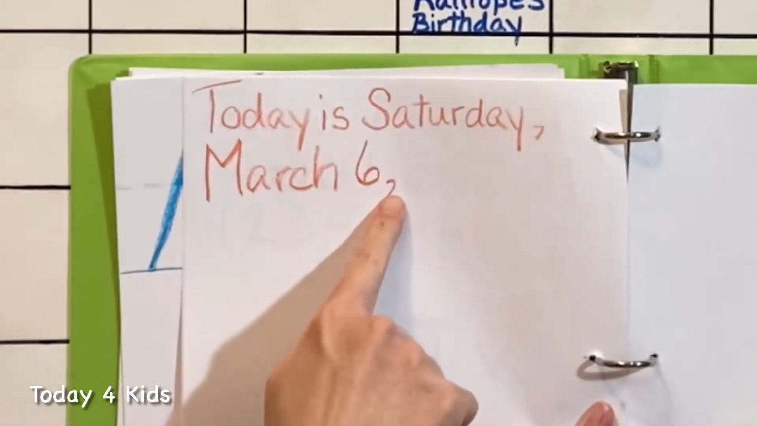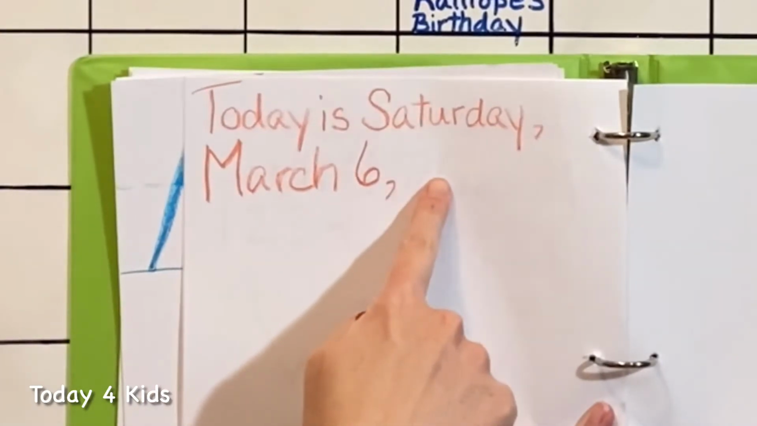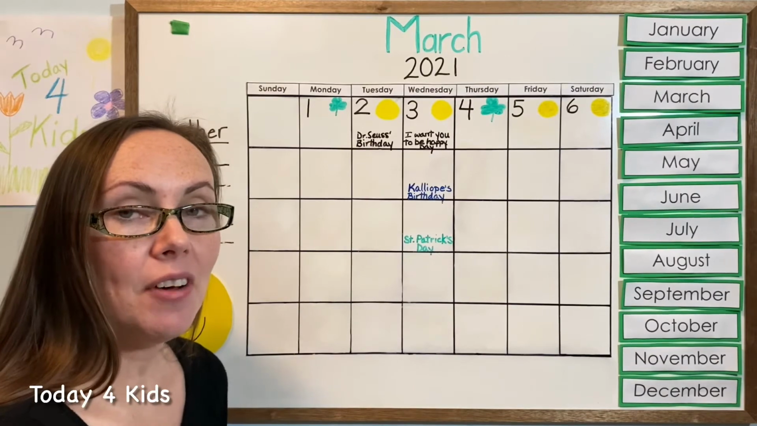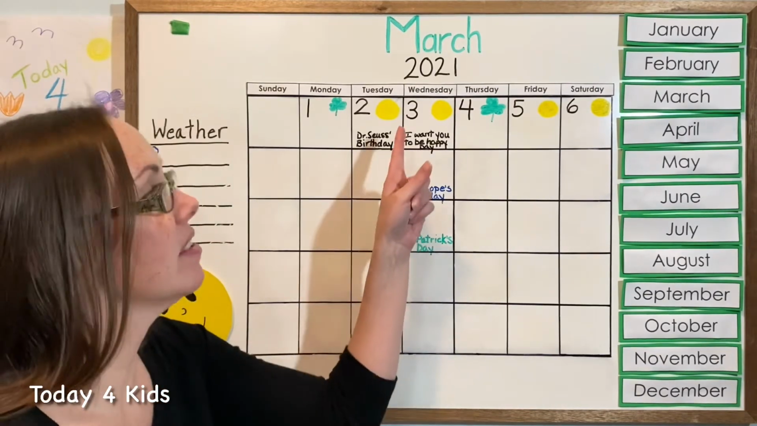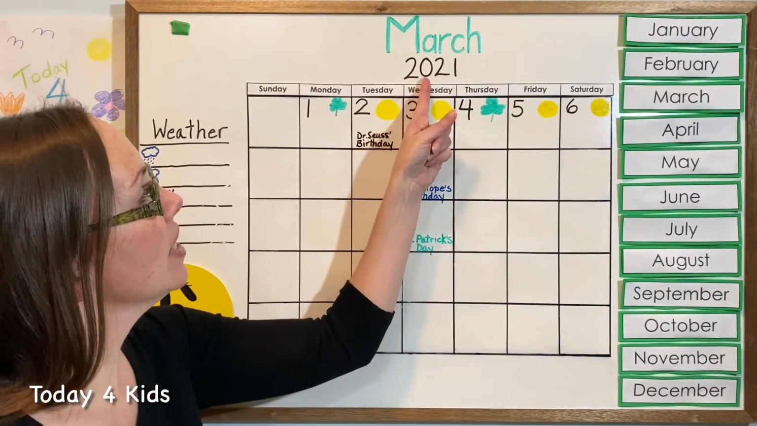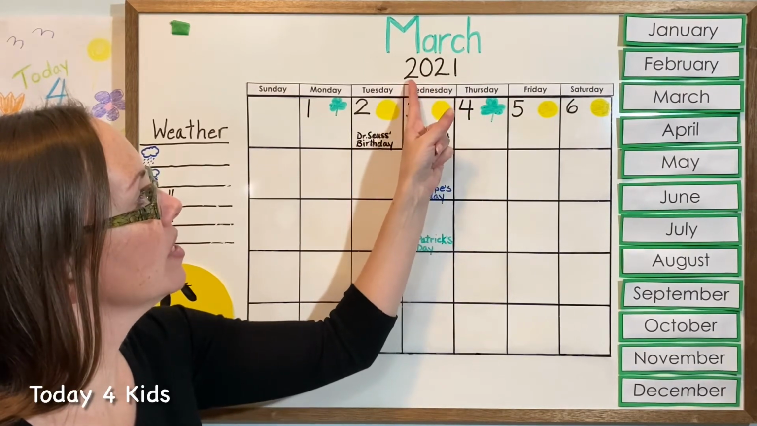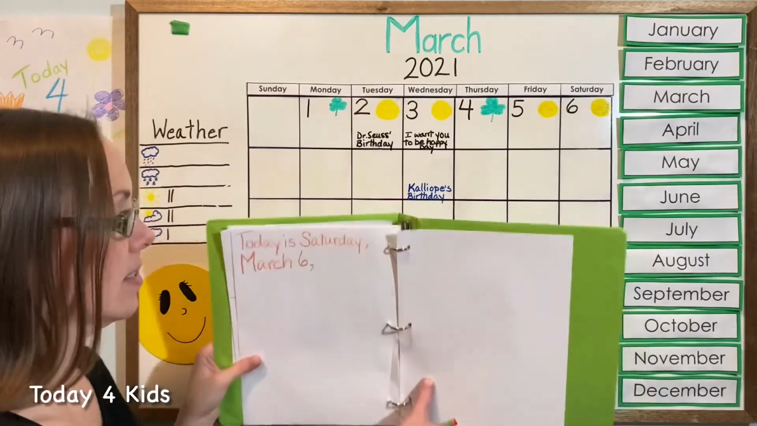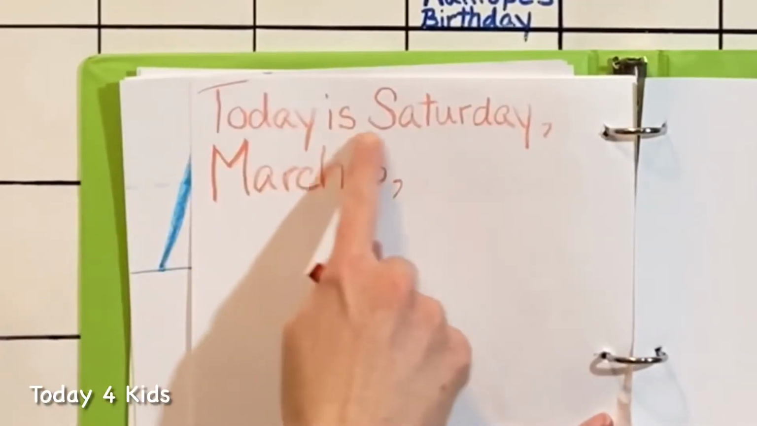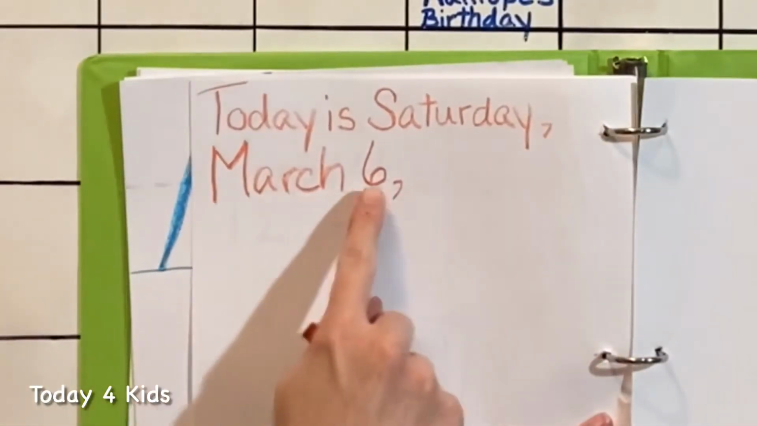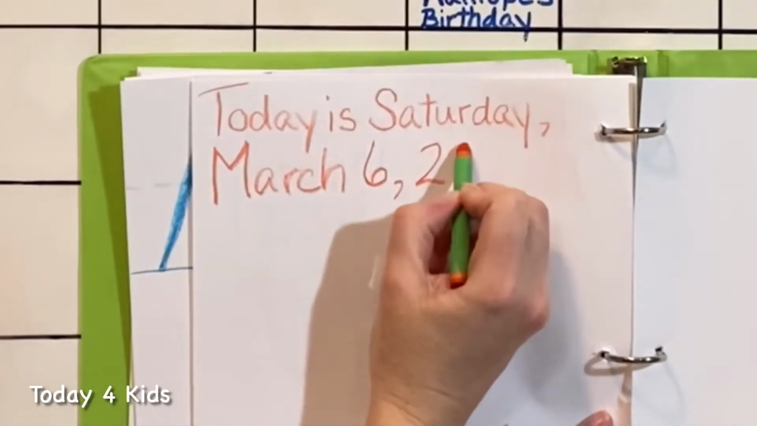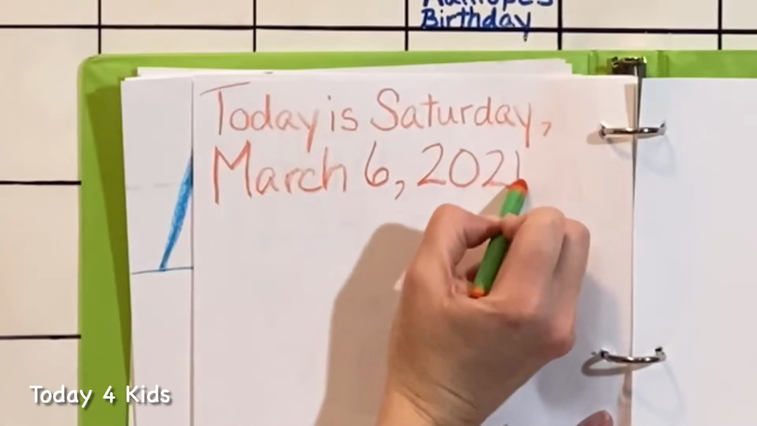And that comma is going to remind us to pause before we say the year. Do you remember what the year is? It's easy to find. It's at the top of the calendar by the month. Are you ready? 2021, or you can say 2021. Let's put it into our sentence. Today is Saturday, March 6th, 2021. And then a period.